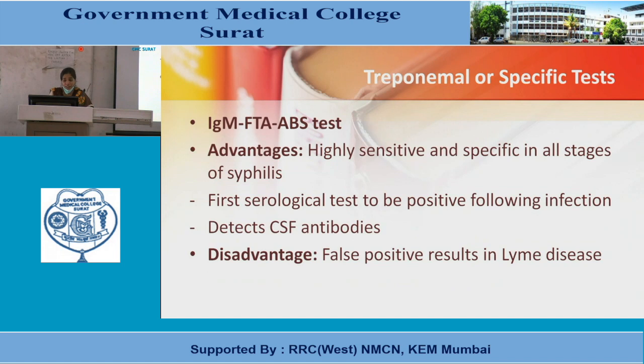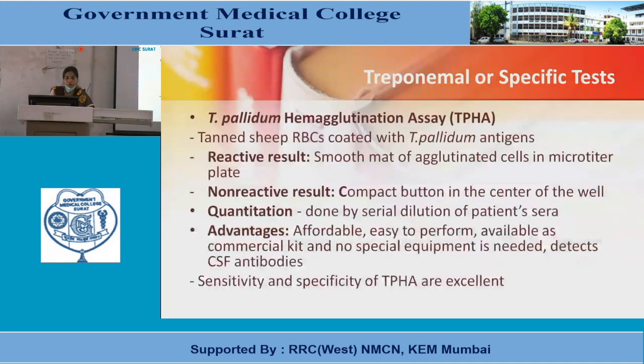The advantages are that it is highly sensitive and specific in all stages of syphilis. It is the first serological test to be positive following infection, and it detects CSF antibodies. The disadvantage is false positive results in Lyme disease. Treponema pallidum hemagglutination assay, TPHA, is the most widely used nowadays. Here, sheep RBCs coated with Treponema pallidum antigen are used.